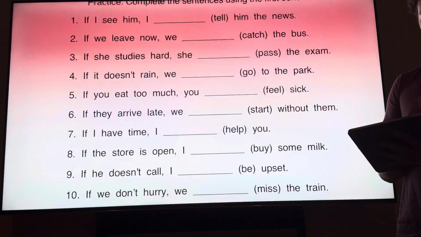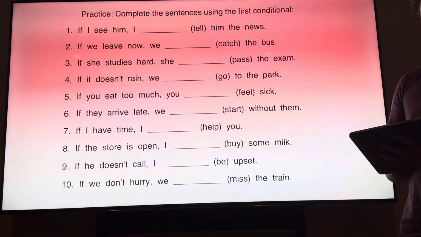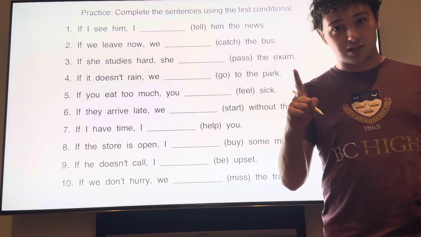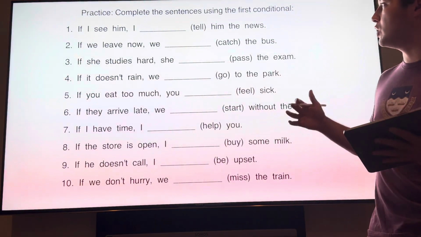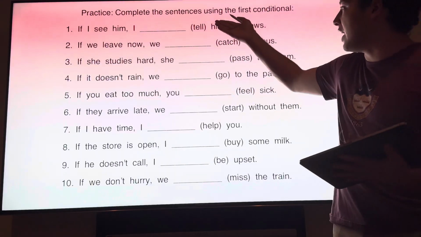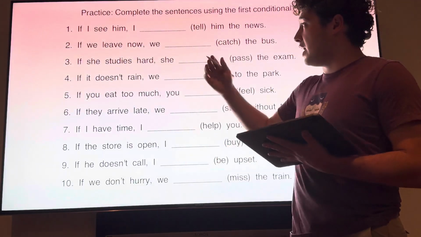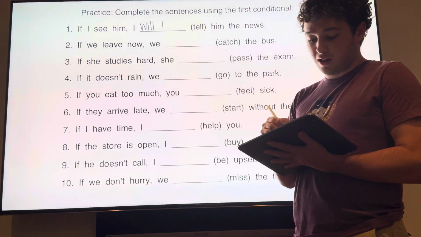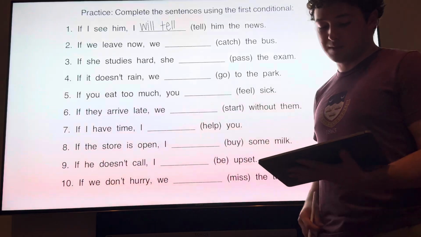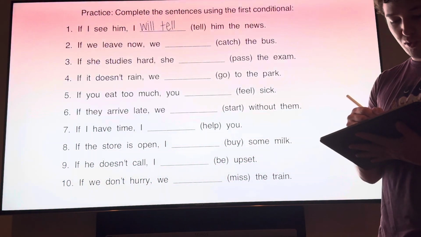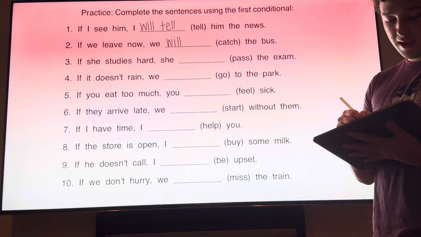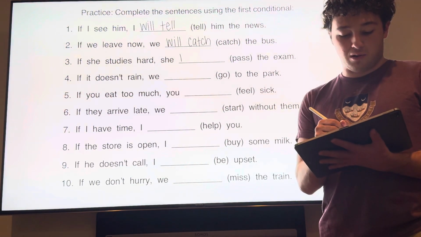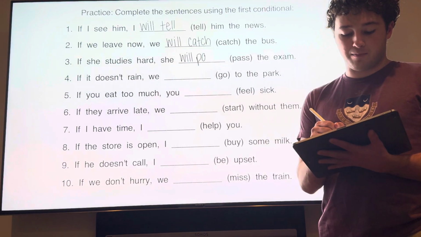So, now that we have that, let's do a little bit of practice. Here we have 10 practice problems doing the first conditional. Now, the first conditional is actually quite easy. All you have to do is add will and then the verb there. So, if I see him, I will tell him the news. If we leave now, we will catch the bus. If she studies hard, she will pass the exam.